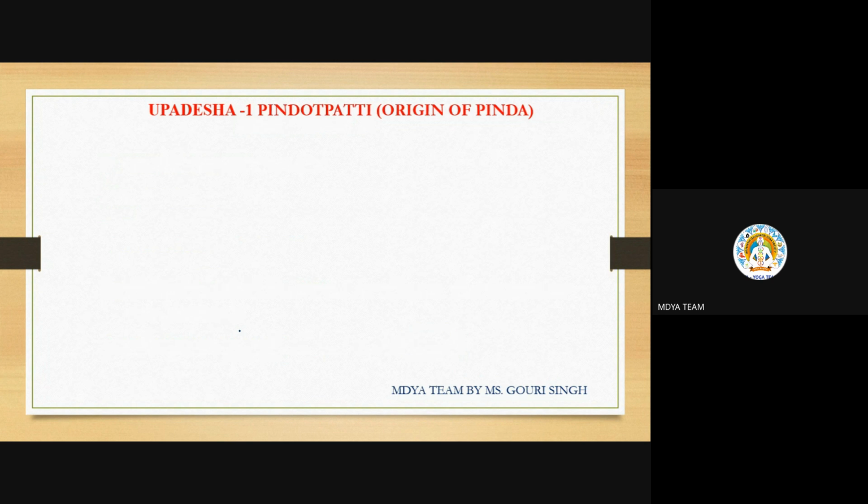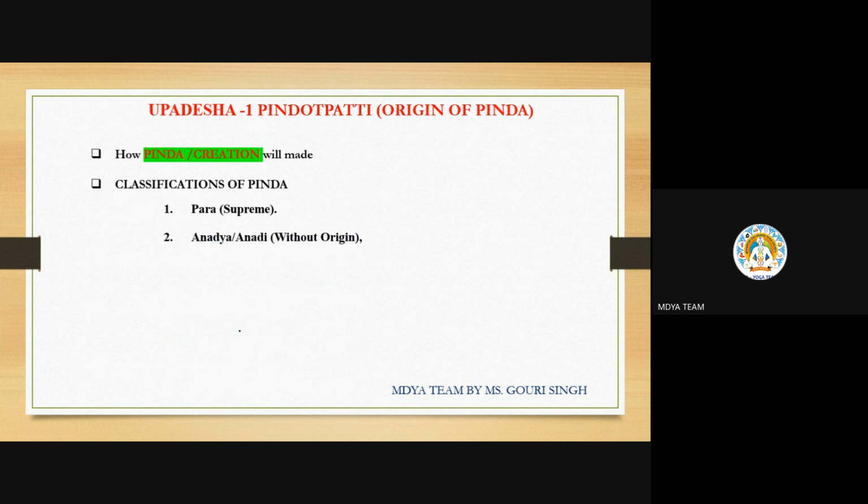So let's see. In Upadesa 1, we will cover the Pinda Utpatti. First, we have to discuss how this Pinda or this creation will be made. Who is the creator? How will this creation be made? In this creation, first comes Para, which is the supreme. Here the names are very important. These are the classification of pindas discussed here. The first one is Para, then Anadi or Anadya. The spelling is the same. In Sanskrit both names are discussed, Anadya Pinda and Anadi Pinda. Same thing, don't be confused.